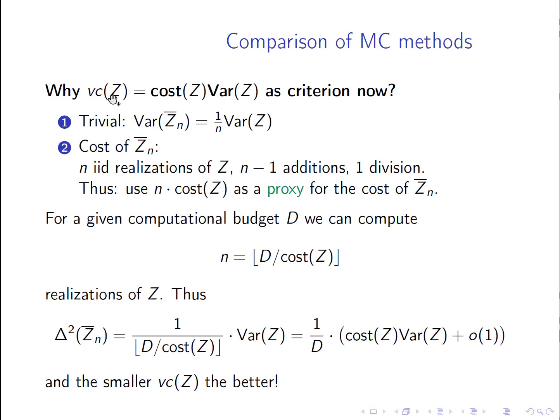So I showed you last lecture, the thing which we want to minimize is VC(Z), which is the cost of Z times the variance of Z, because this is the main quantity if you express the mean squared error in terms of the computational budget. Then we computed last lecture that the mean squared error is 1 over the budget times the cost of Z times the variance of Z plus a small o(1) quantity. So the smaller VC(Z), the better.